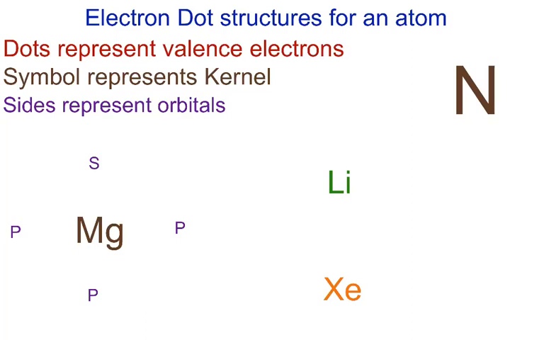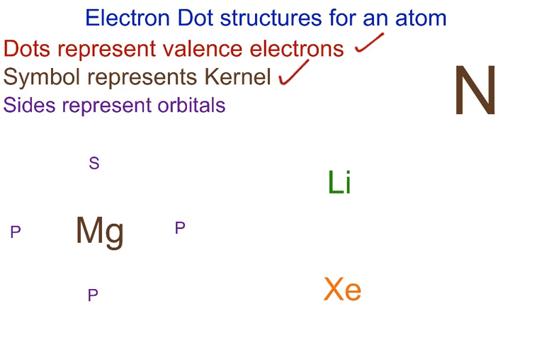This is a brief video on electron dot structures for a neutral atom. The dot structures are simply a nice shorthand way to represent valence electrons, okay? And the symbol itself represents the kernel. Now, what's a kernel? We did this before, right? The kernel simply is everything else except the valence electrons.